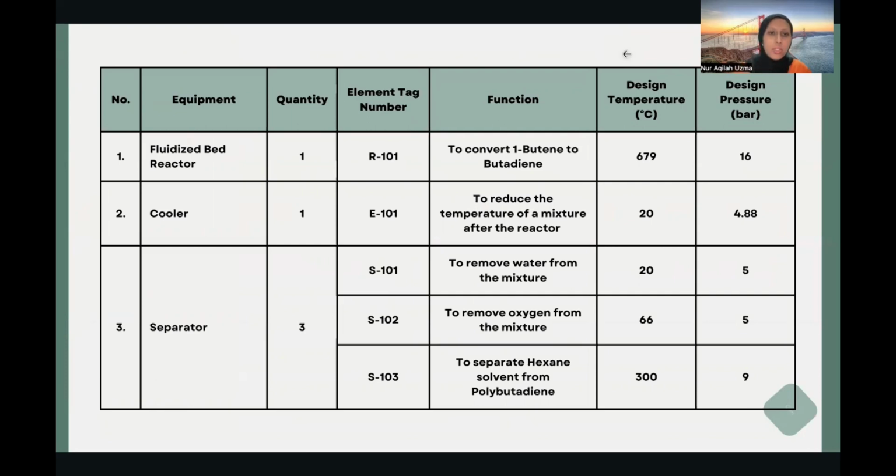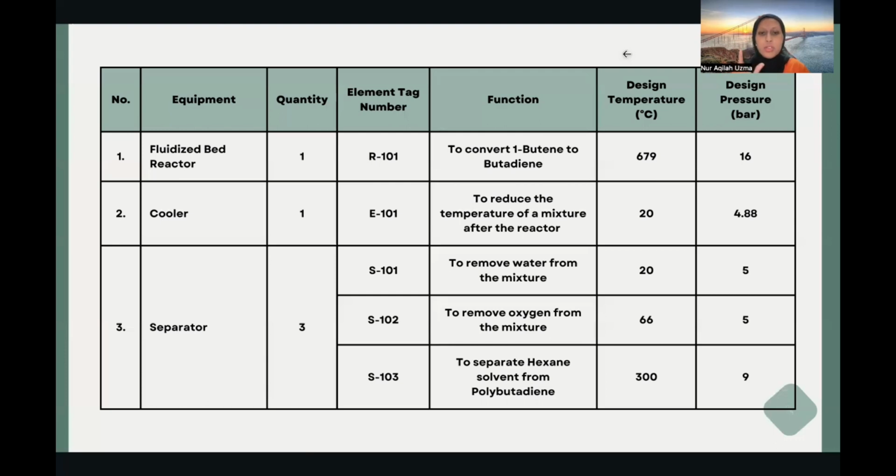Next, we have a cooler with the element tag number E101. Its function is to reduce the temperature of the mixture after the reactor. Its design temperature is 20 degrees Celsius and the design pressure is 4.88 bar. Next we have separators. We have three types of separator, the first one is S101. Its function is to remove water from the mixture at a temperature of 20 degrees Celsius and 5 bar.